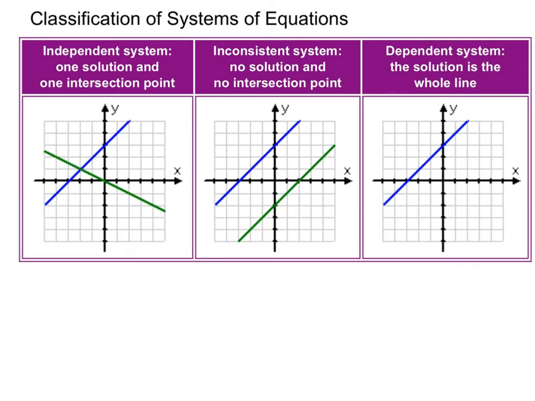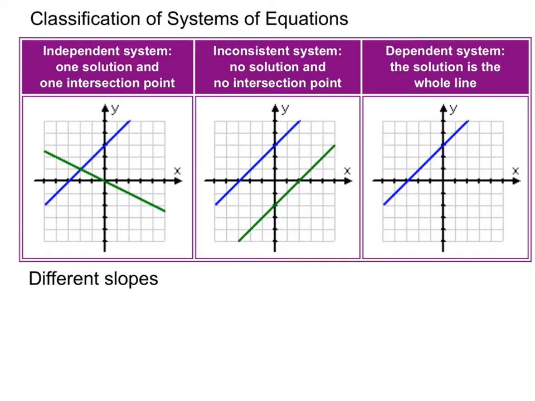There are three different classifications of systems of equations. The first type is called an independent system. An independent system has one solution and the lines intersect at one point. You can tell if a system is an independent system if the slopes of the lines are different.